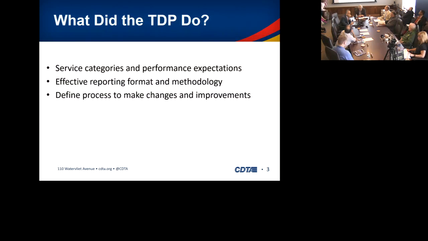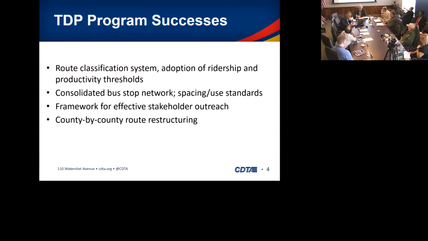Our planning process considers where service is currently deployed, how service is designed, how it's monitored, and how it is modified or improved. We started with the adoption of a regional transit development plan. The TDP was our first comprehensive planning document of its kind here at CDTA. It provided a laser-like focus on service design and development. The TDP gave us the tools to evaluate, monitor, and promote our services. It remains one of our most important strategic planning tools.